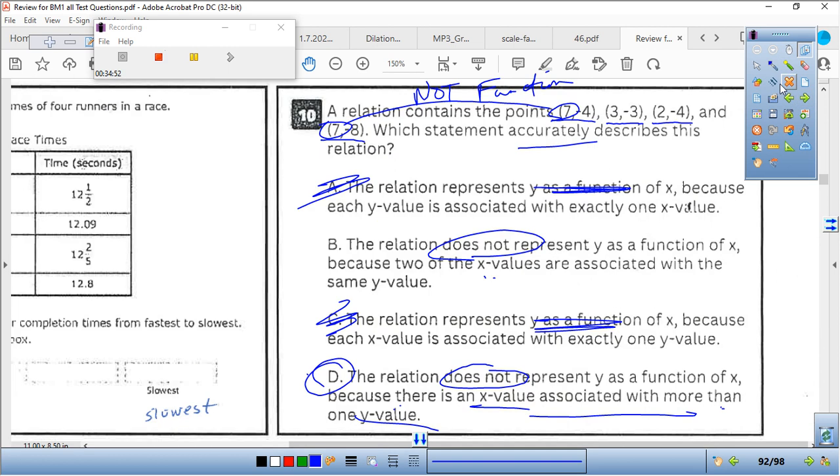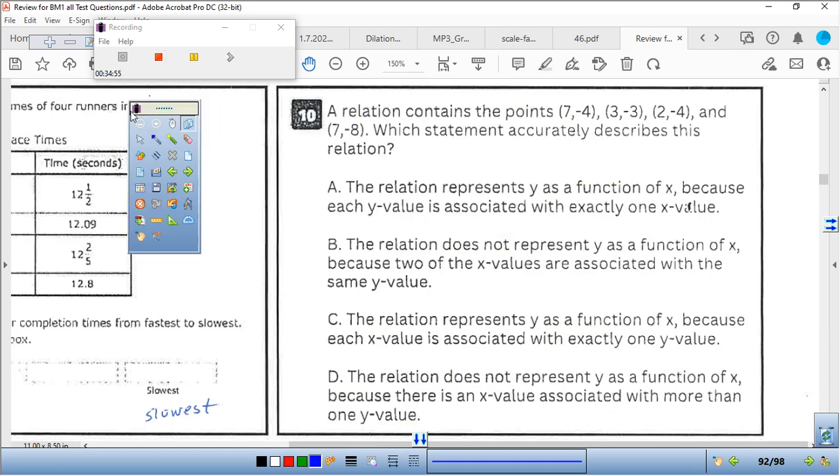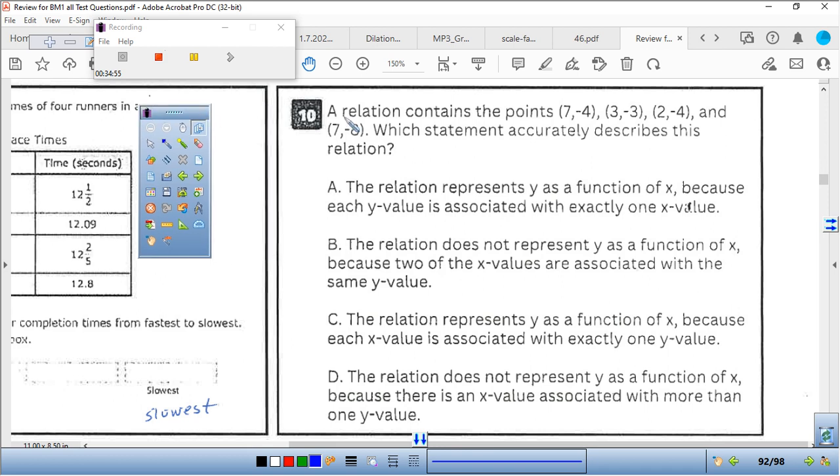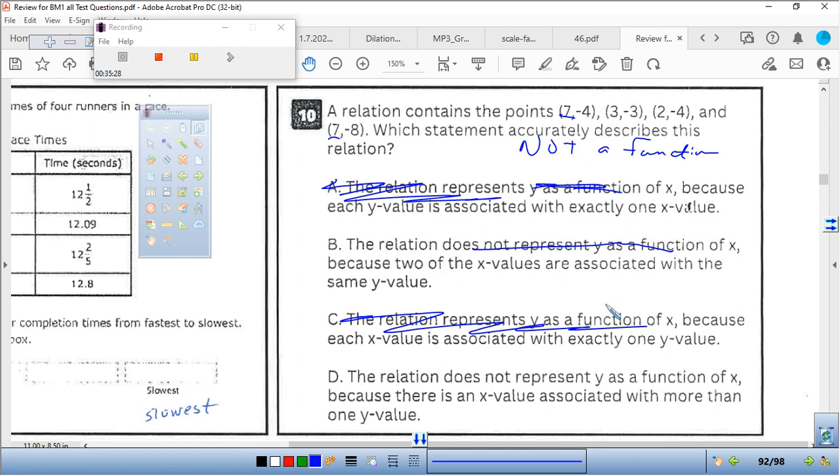Okay, so in this situation right here, a relation contains the points 7, -4, 3, -3, 2, -4, and 7, -8. Which statement accurately describes this relation? The relation represents a function. Well, let's see. It's asking for a function or not a function. So 7, does it repeat? Oh, 7 repeats. So it's not a function. Since it's not a function, the one that says it is a function is out. Get out of here. And get out of here. Those two are out. Now, why is it not a function?